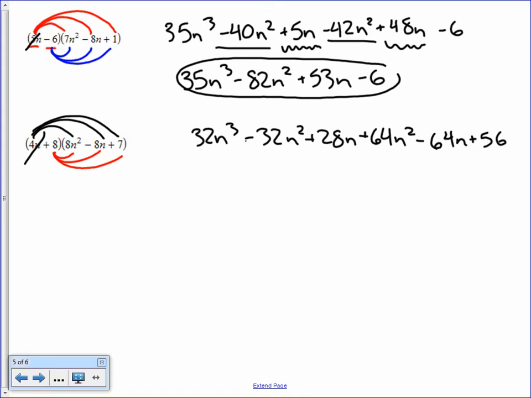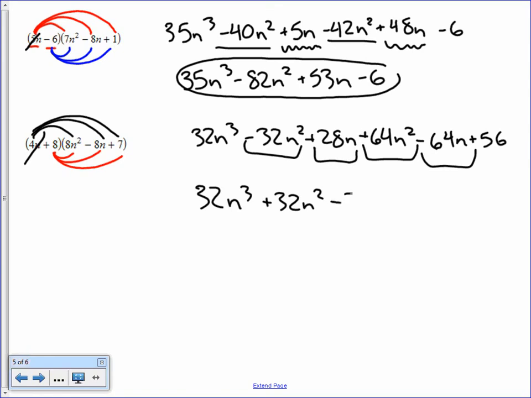All right, and now combining the n squares and the n's. All right, so we got 32n to the third. -32 and 64, it's going to give me a positive 32n squared. 28 minus 64 will give me a -36n, and then plus 56. And that will be my final answer.